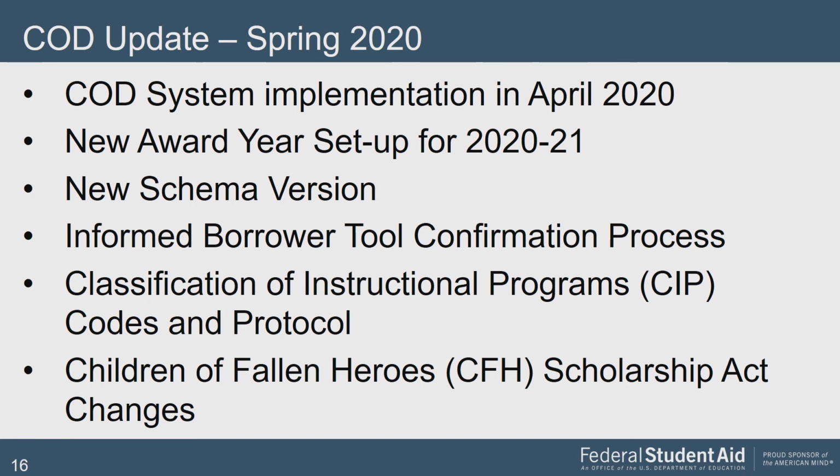Now we're going to talk about our spring, our future updates. Our COD system implementation is going to be set in April. We believe it will be the first week in April. With that, we're going to discuss the new award year setup for 2020-2021. We're going to talk about the new schema version, which is Schema 4.0D. We're going to talk a little bit more about the Informed Borrower Tool confirmation process, and then I'm going to pass it over to Marie, who will discuss the changes for the CIP Codes and protocol and the Children of Fallen Heroes Scholarship Act changes.